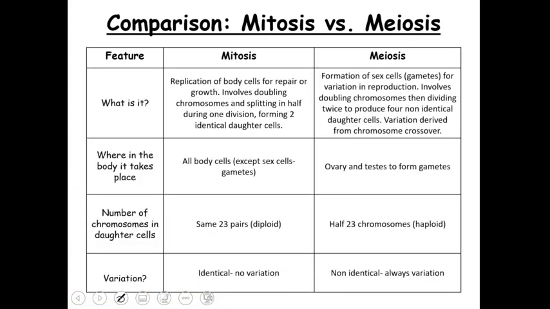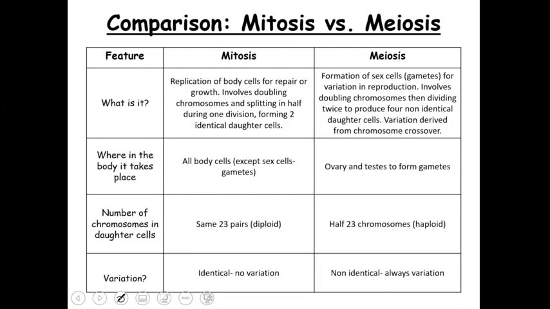To summarize, we've got mitosis and meiosis for what it is. Mitosis is the replication of body cells for repair or for growth, and you form 2 identical daughter cells in only 1 division. Meiosis is different because it's there to produce sex cells, which are gametes, that need variation for reproduction. It's the same as mitosis because you double the chromosomes to start with, but it's different because they divide twice and produce 4 non-identical haploid cells. And the non-identical nature of it comes from chromosome crossover.